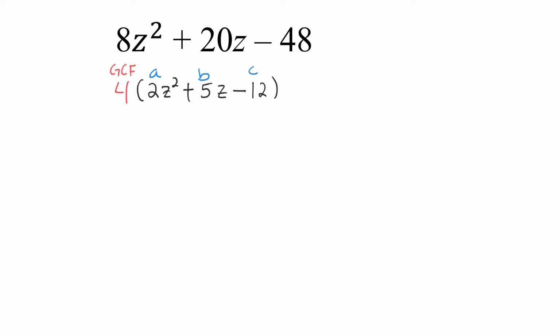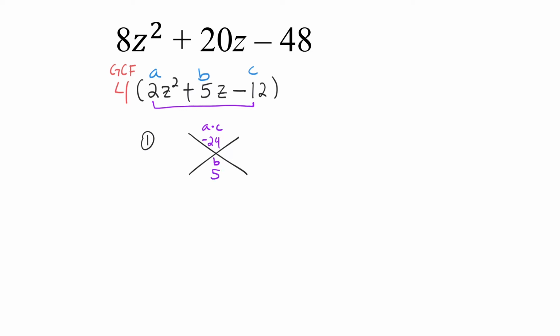So when we factor using the X diagram, step number 1, I make an X just like this. On the top, I'm going to write the product of A and C. So I multiply A times C. So I have a 2 times a negative 12. And you always have to be careful with the signs. So 2 times negative 12, that's negative 24. On the bottom of that number, I'm going to write down my B value, and my B value is positive 5. So I'm going to have a 5 right here.